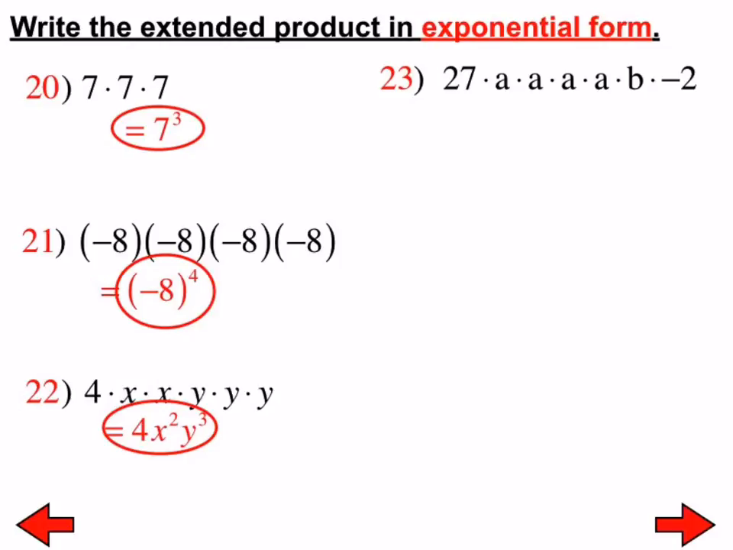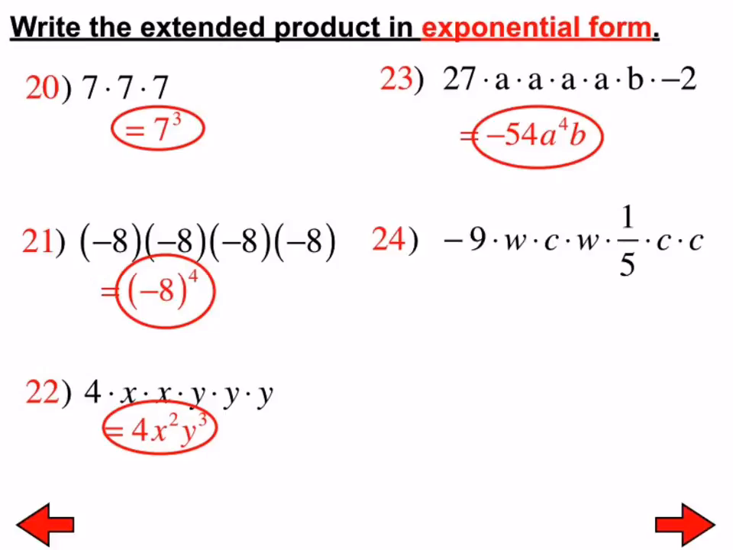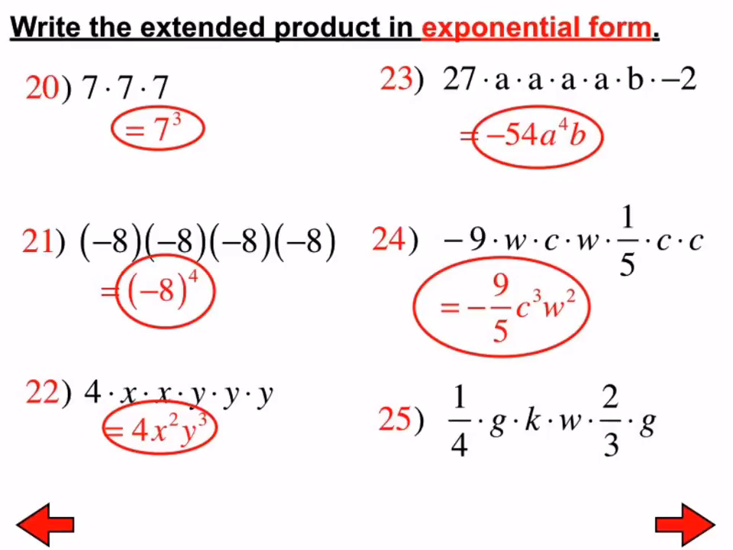Number 23, this time we'll have to multiply the 2 coefficients together, but we should end up with negative 54a to the fourth b. 24, once again we'll have to multiply the 2 coefficients together. So that would be negative 9/5 c cubed w squared. Number 26, multiply the 2 coefficients together. That simplifies to 1/6 g to the second kw.